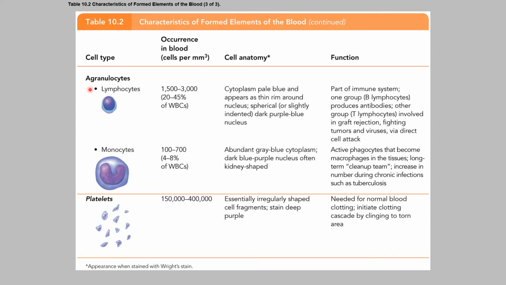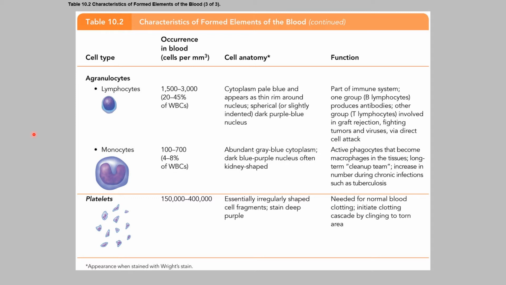The lymphocytes are one of the agranulocytes. When you stain the cytoplasm, remember it's not going to have those granules in them. Cytoplasm is going to look like a pale blue color, and you're going to have a very large dark bluish purple nucleus. It's essentially going to take up most of the cell. Lymphocytes play a role with the immune system. You have B lymphocytes and T lymphocytes. The T lymphocytes are going to be involved with fighting infections, kind of a direct cell attack, and then the B lymphocytes produce antibodies. So they're both involved with your immune system.